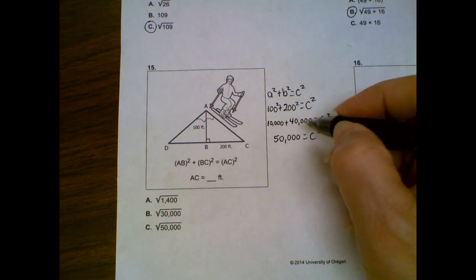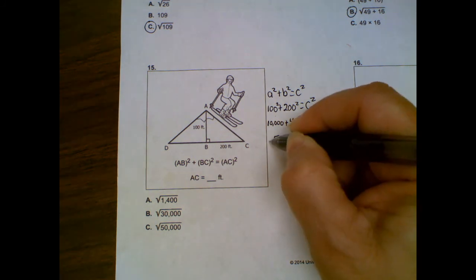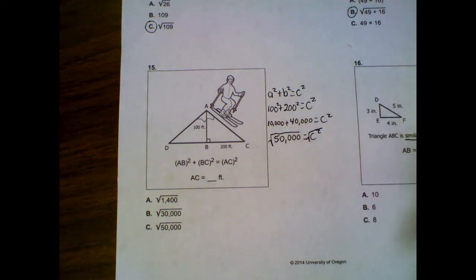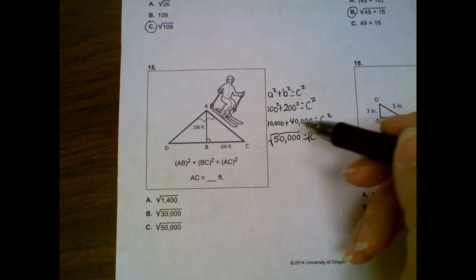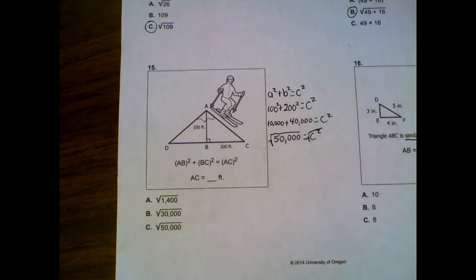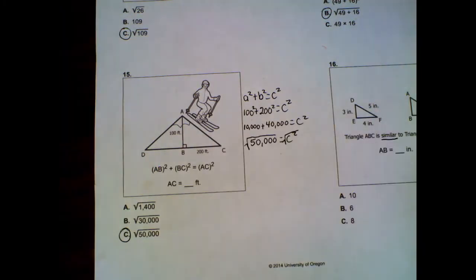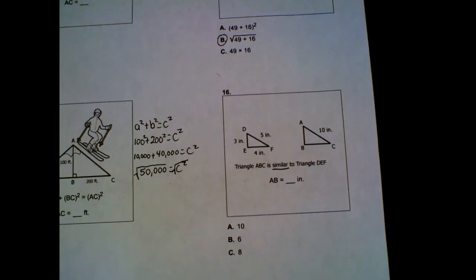Remember, to get rid of this square, I'm going to need to take the square root of both sides, and so my answer is the square root of 50,000, which is C.